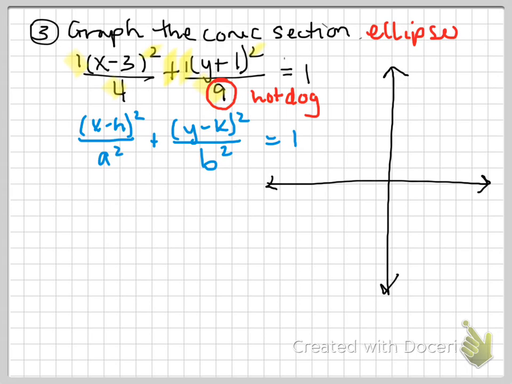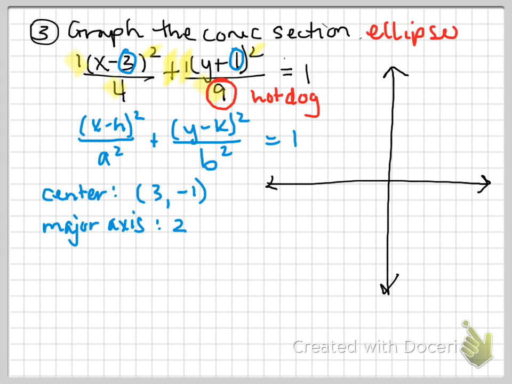Standard form for an ellipse is (x minus h) squared over a squared plus (y minus k) squared over b squared equals 1. So I can tell that my center is going to be (3, -1).